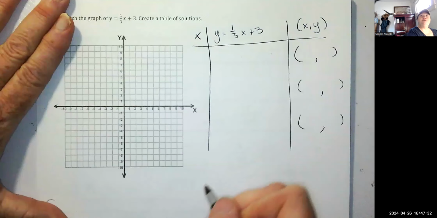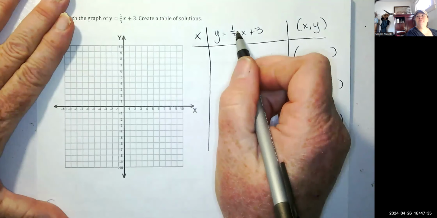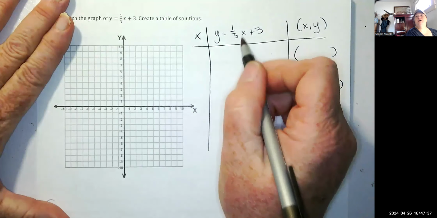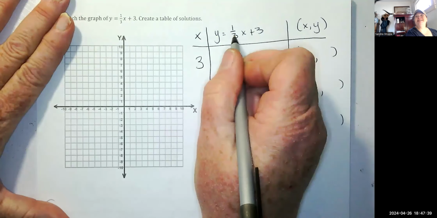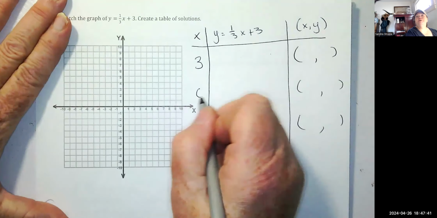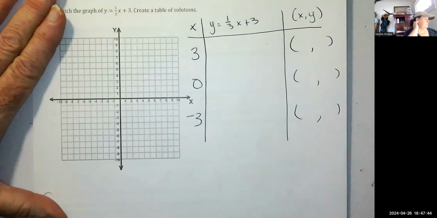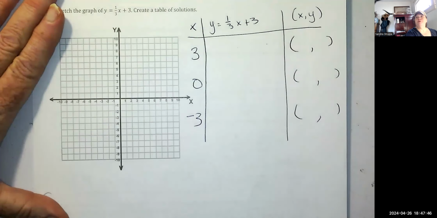Now, the x's I'm going to use are going to strictly be based on the denominator for 2 of them anyways. And so I'm going to use 3, and that is the denominator. I'm going to use 0, and I'm going to use negative 3, which is just the opposite of the 3.